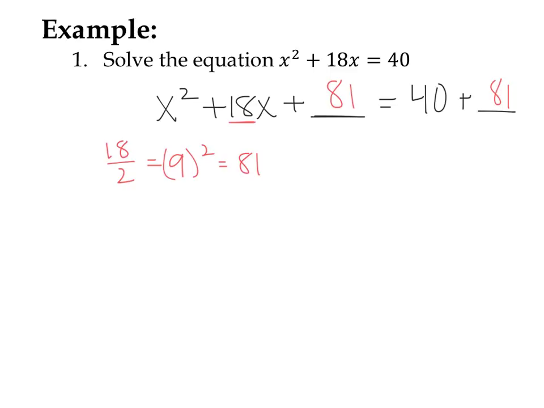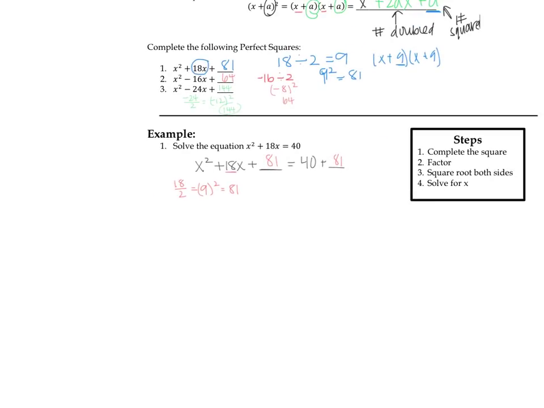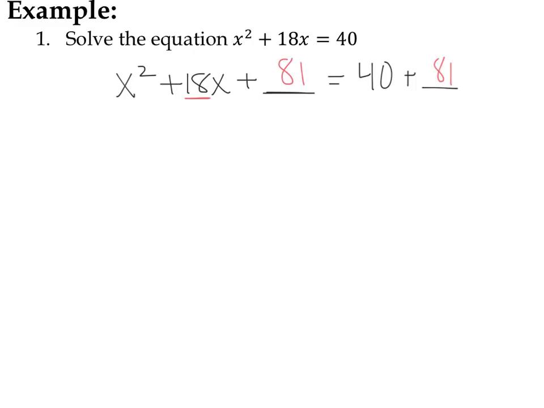So my second step, if we look over here to the side, my first step was to complete the square. Well, I just did that. My next step is to factor. So I'm going to factor my trinomial that's on the left. Let me go ahead and move this out of my way. All right. Factor, I know it's going to be the same thing, and it's going to be squared. I'm going to go ahead and simplify this other side. So 40 plus 81 is 121.